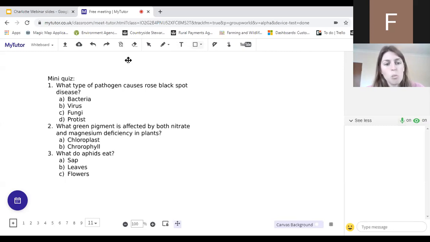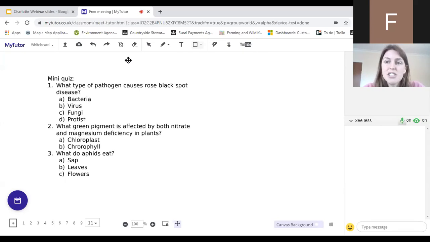And number 3, what do aphids eat? A, sap, B, leaves, or C, flowers? Aphids were those insects that we talked about that cover leaves. Few answers coming in there. Any more in the chat box? Have a guess. A, sap, B, leaves, C, flowers. Oh, divided on this one. Very good. Those who have said sap, you're correct.